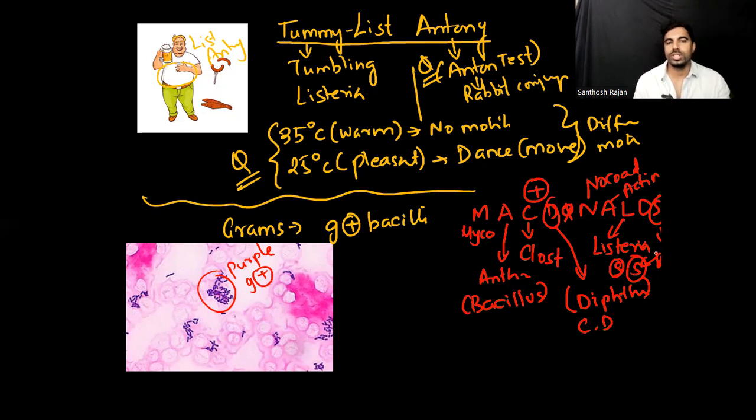Staph and Staphylococcus will come. Okay. So Listeria will come. So it's a gram positive. So there is meningitis-causing. There is only one gram positive bacilli. That is your Listeria. So don't forget.